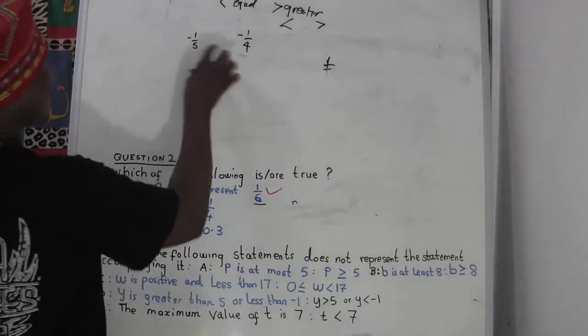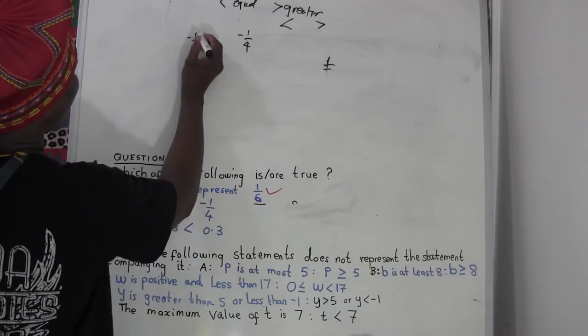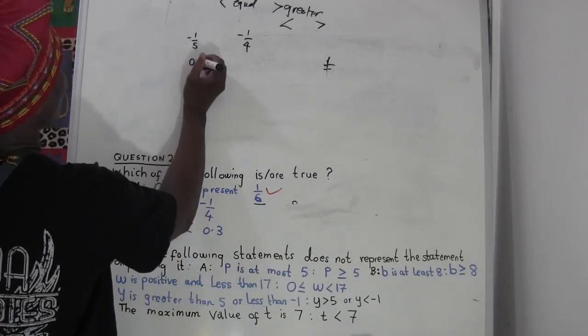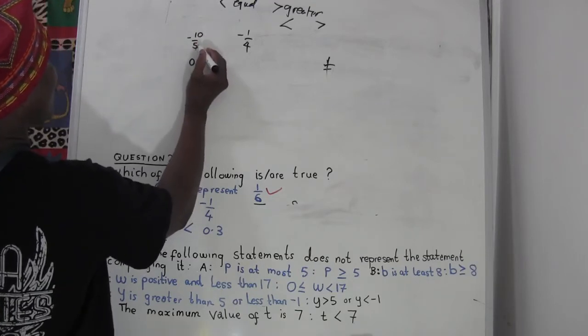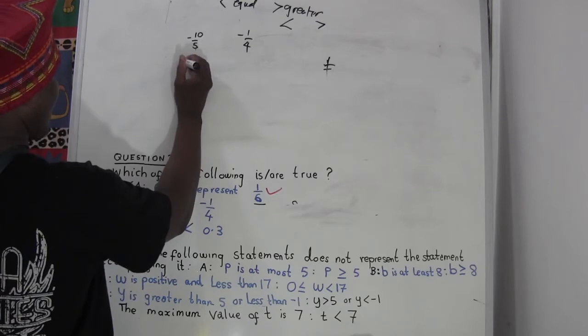So now, let me change this to decimal. How many 5s in 1? There's 0 fives in 1. So I put a decimal and add 0. I'm changing to decimal, right? How many 5s in 10? There are 2, but you have it in negative.